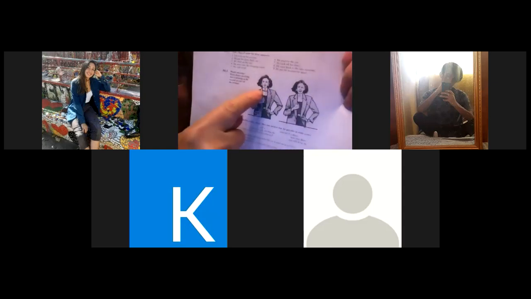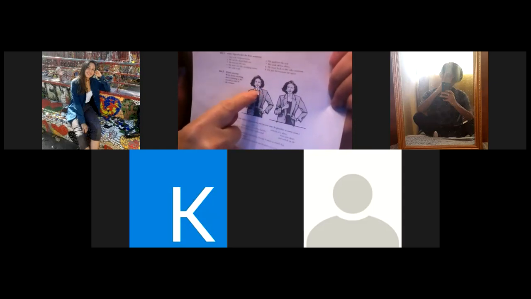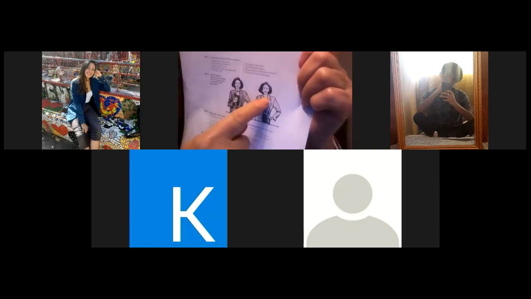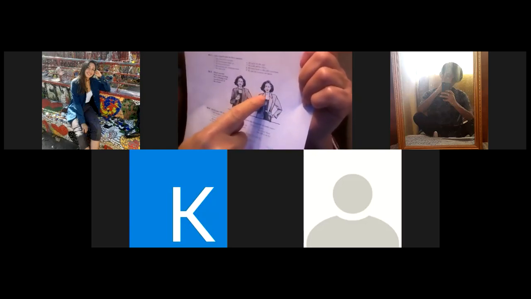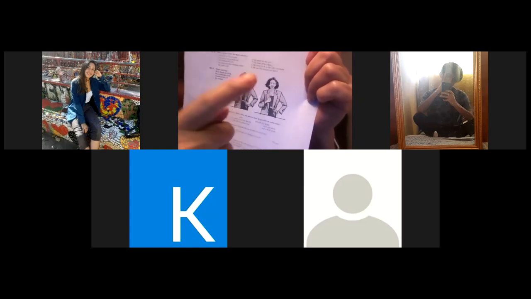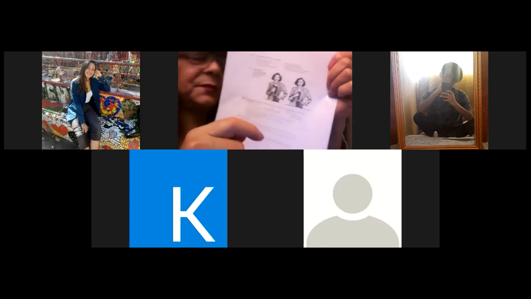Her necklace. Yeah, good. Perfect. In the first picture, she is wearing a necklace here. In this picture, you see, she's missing it. She doesn't have it. So a necklace, that's the first one, correct.